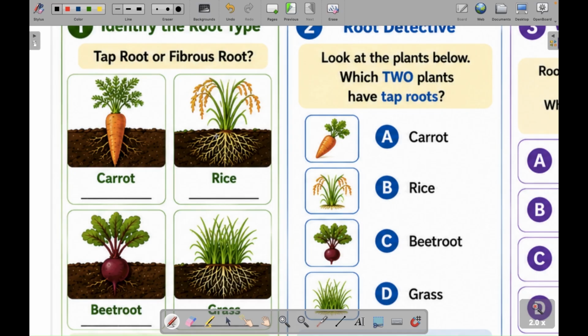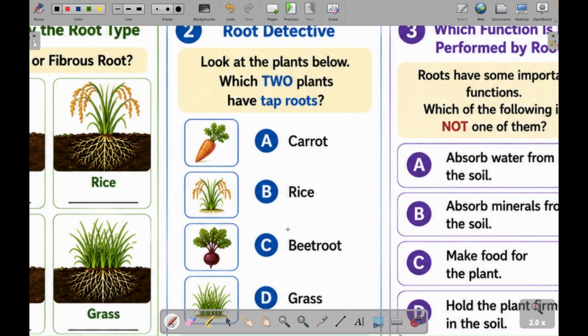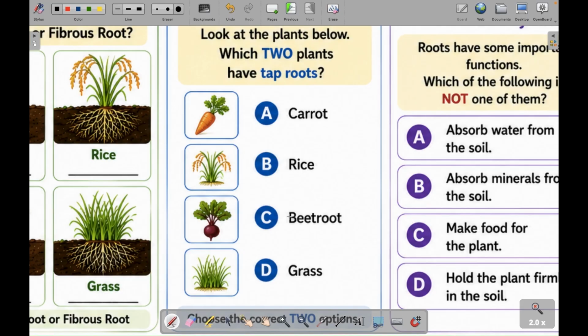Rice is a fibrous root because you can see there is no primary root and all the roots have spread out widely in this direction. Beetroot is a taproot, again one main root. Grass has a fibrous root, again there's no main root and the roots are spreading widely. Okay. Look at the plants below. Which two plants have tap roots? So this has a taproot, carrot, and beetroot. Right? Rice and grass are fibrous roots.